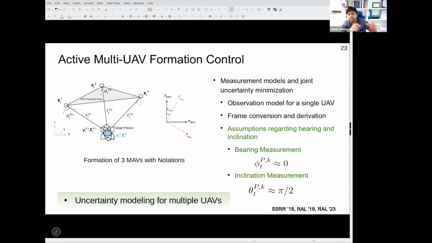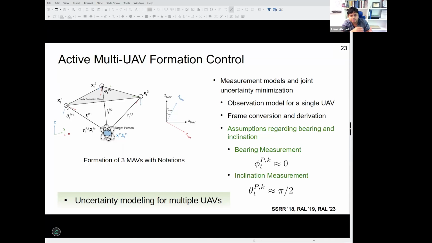To enforce the UAVs to almost keep them oriented towards the target, right? So keeping them in the center of the view and so on. What will this imply? This implies that the bearing angle measurement is almost always close to zero, right? So in a steady state scenario of the formation control, the drones will always look towards the target, right?